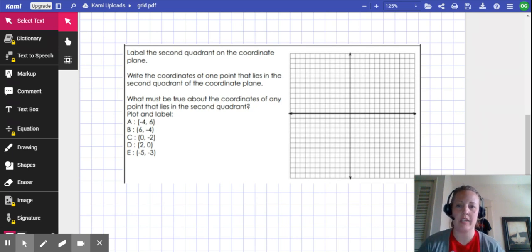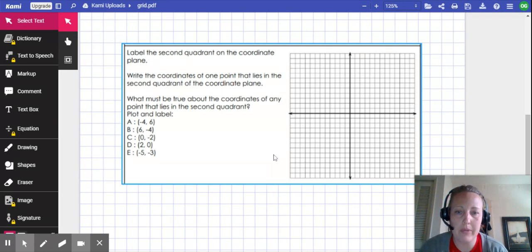I am doing your math packet. This is on page 4, and it's problem number 2, the second one down on that page. I have kind of plopped that problem here so you know which one I'm talking about. It says, label the second quadrant on the coordinate plane.